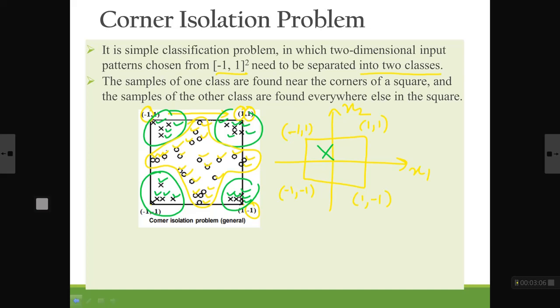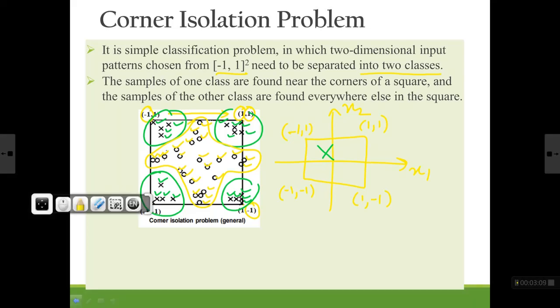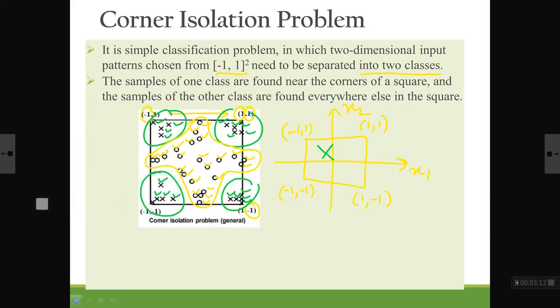Now it is not a linearly separable problem. You cannot just draw one line and separate these two classes. It is not possible to just draw one line here and separate these classes; at the most you require more than one line. One line corresponds to a single neuron or a single perceptron. A single neuron or a single perceptron cannot separate the patterns of both these classes, and hence it is a non-linearly separable problem, meaning it cannot be separated by using a single line. So that is what a corner isolation problem is.